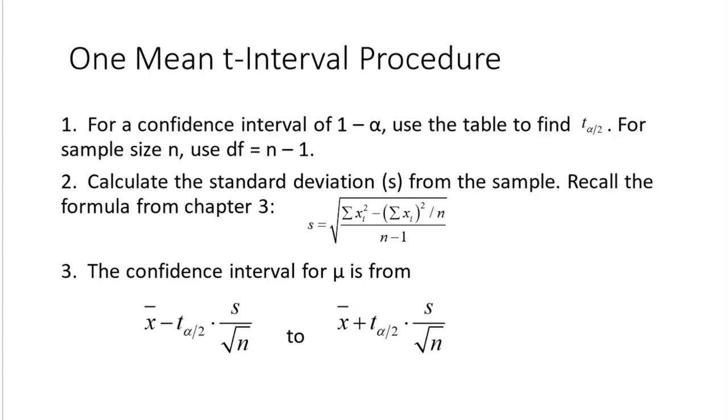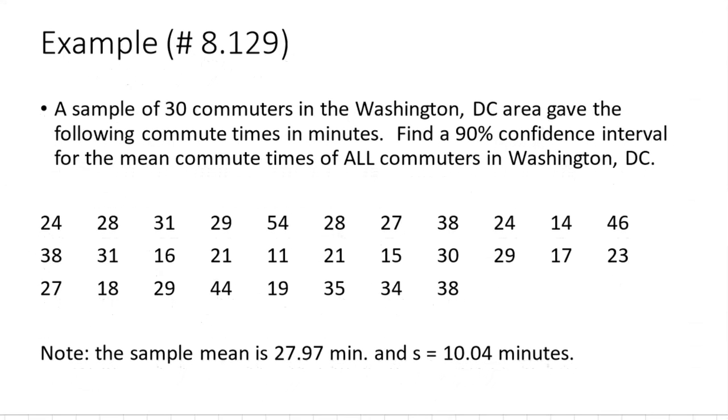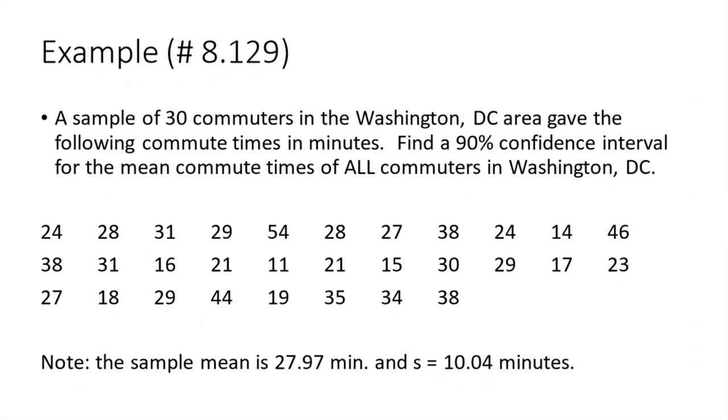All right, so let's try a couple of these and see if it makes sense. This one's about commute times in Washington, D.C. So I'm going to sample 30 commuters in Washington, D.C. This tells me how many minutes it took them to get to work. I want to find a 90% confidence interval for the mean commute times of all commuters in Washington, D.C. Now, notice that I don't have information about the population standard deviation.